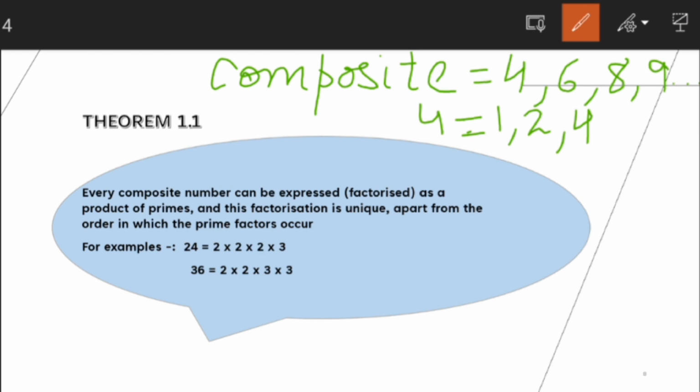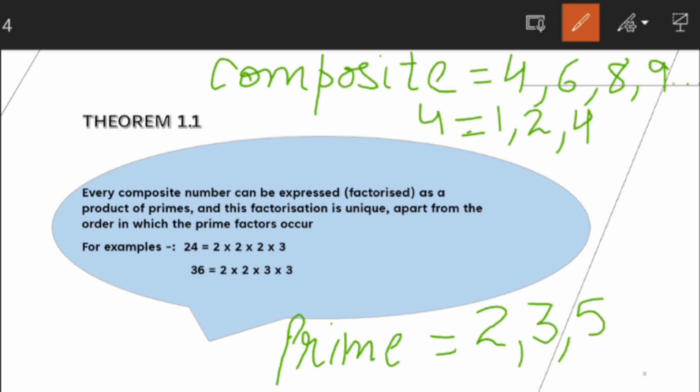Now what do we mean by prime numbers? Prime numbers are the numbers which have only 2 factors. The smallest prime number is 2. 1 is not a prime number because 1 has only one factor, which is 1. That is why the smallest prime number is 2, and it is also the only even prime number. So 2, 3, 5 and so on.